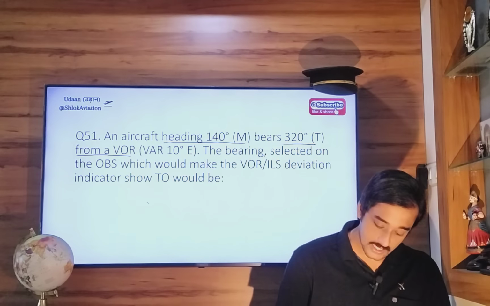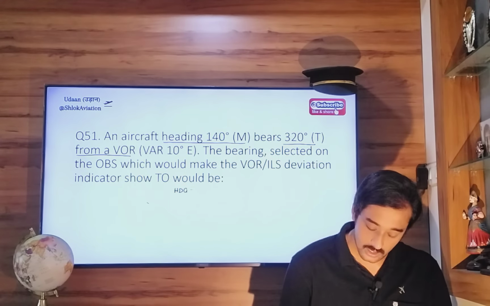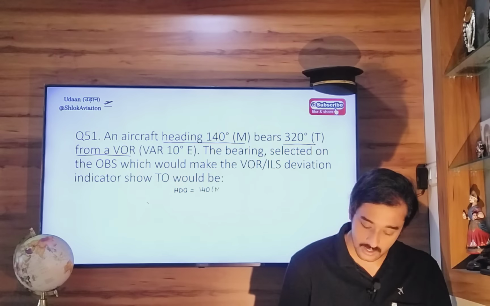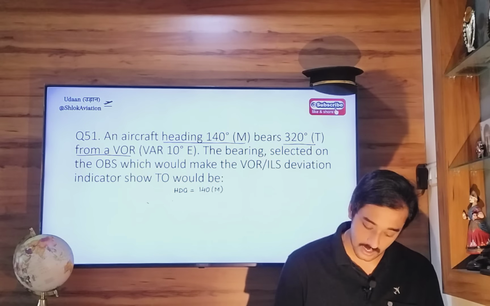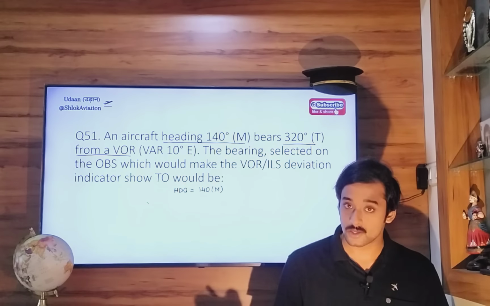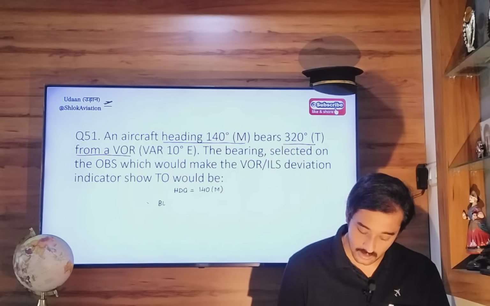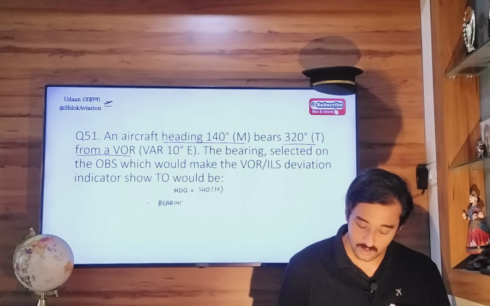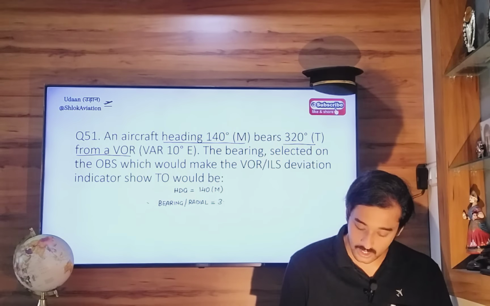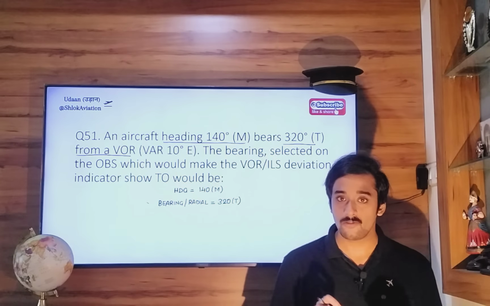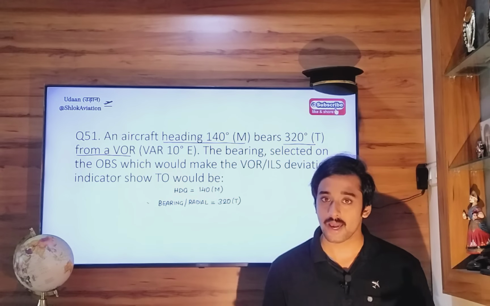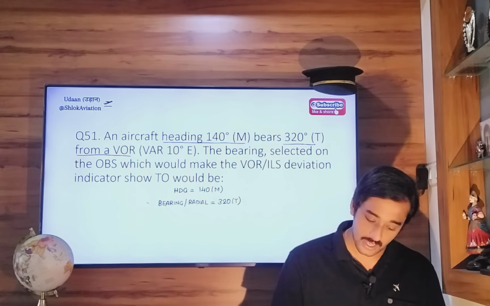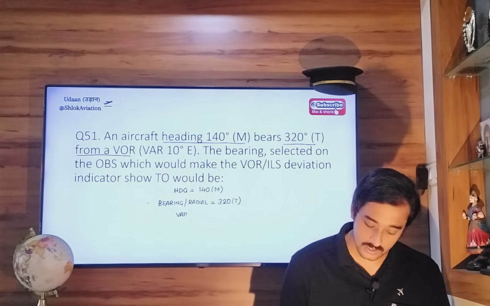First things first, the heading of aircraft is 140 magnetic. It's at a bearing of 320 degree true from a VOR. That means the bearing or the radial from the VOR is equal to 320 degree true. Now all VOR radials are magnetic, so we must convert this 320 degree true direction into a magnetic one. So apply variation. Variation is 10 degree east.